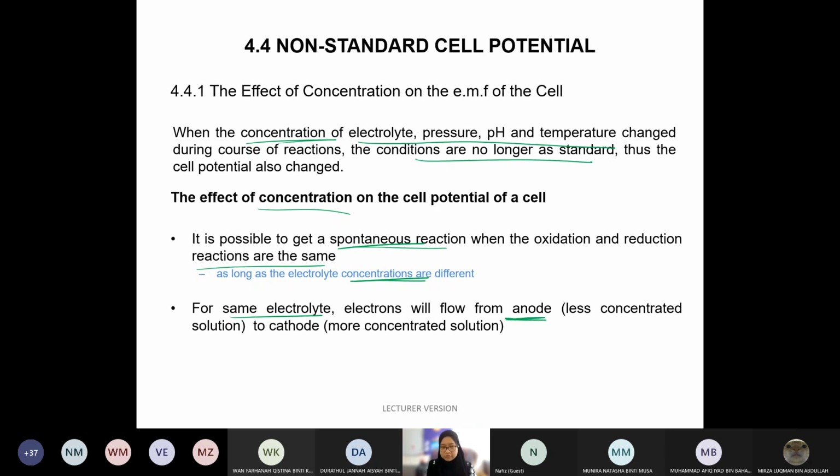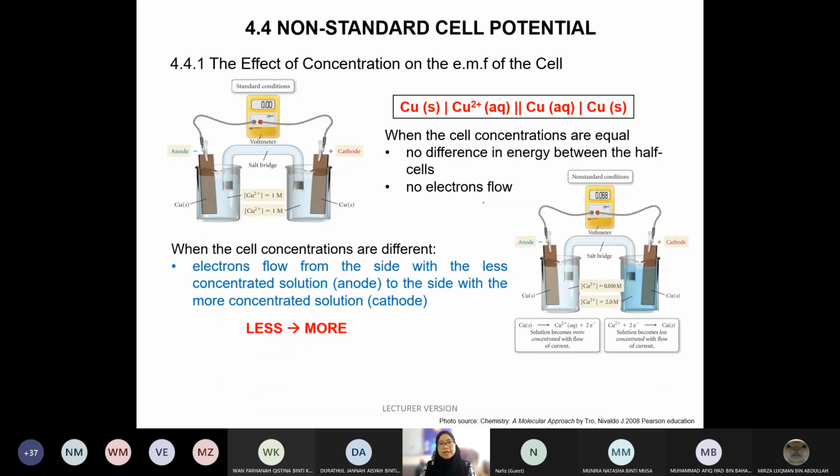The electrode immersed in the more concentrated solution will be the cathode. Like I said just now, for example, we have this cell. For the anode we have copper as the electrode. For the cathode also we have copper.